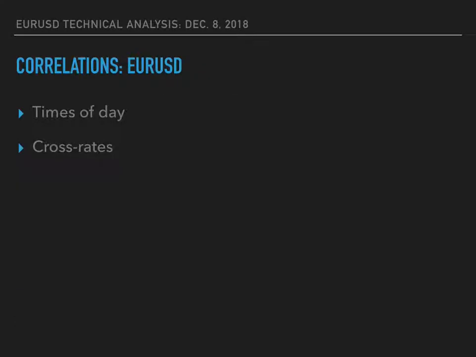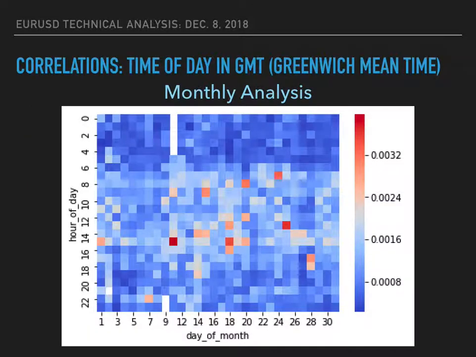So to identify some correlations in the market, if you're looking for what time to trade during the day, out of 2,000 daily records, looking at days of the month versus hours of the day. And just to be clear, this is Greenwich Mean Time, which is the most common broker server time. So according to your local time, you may have to add or subtract according to Greenwich Mean Time.